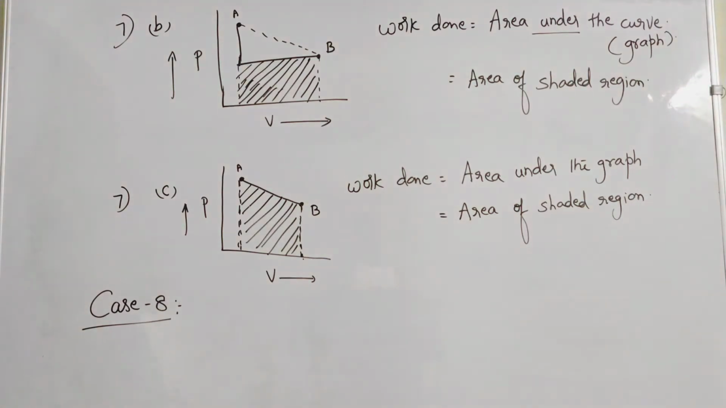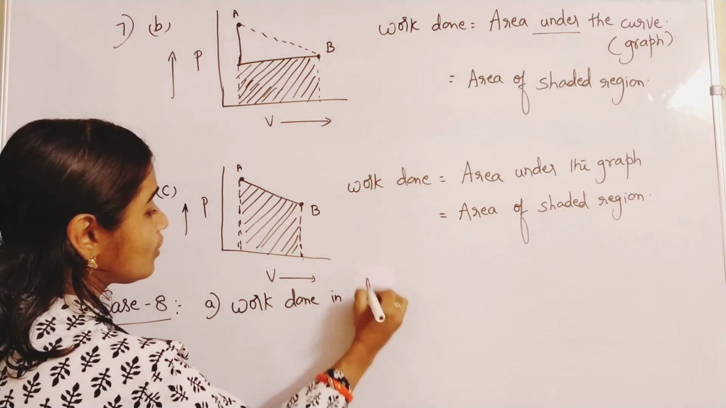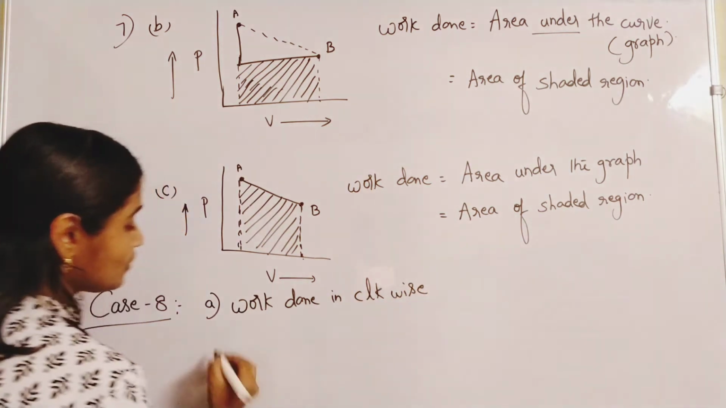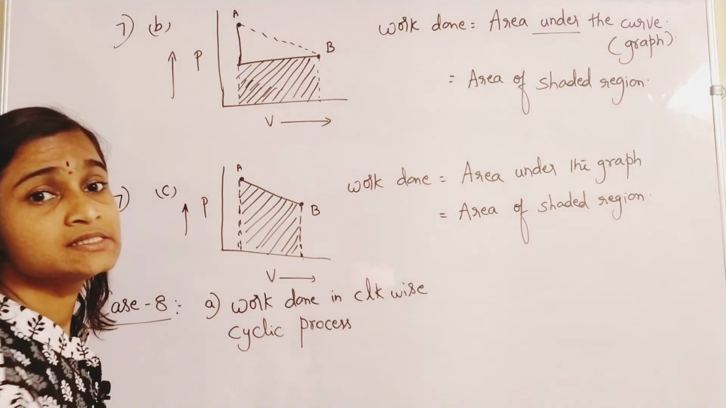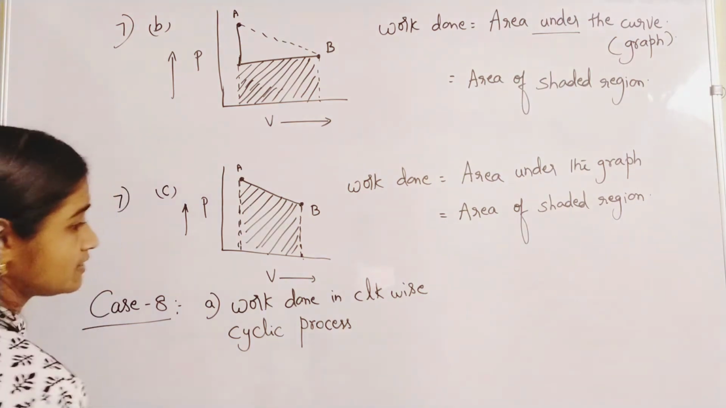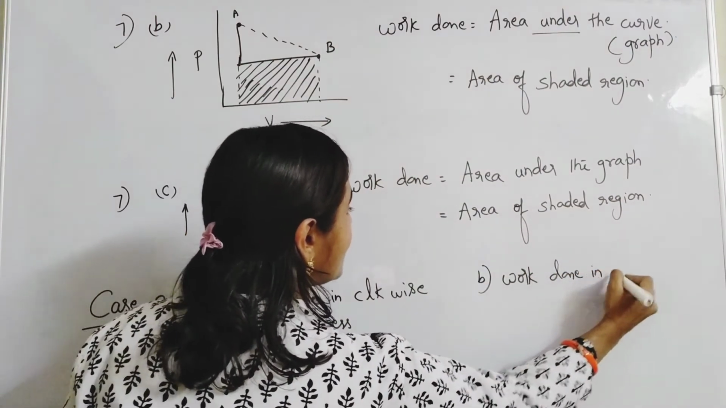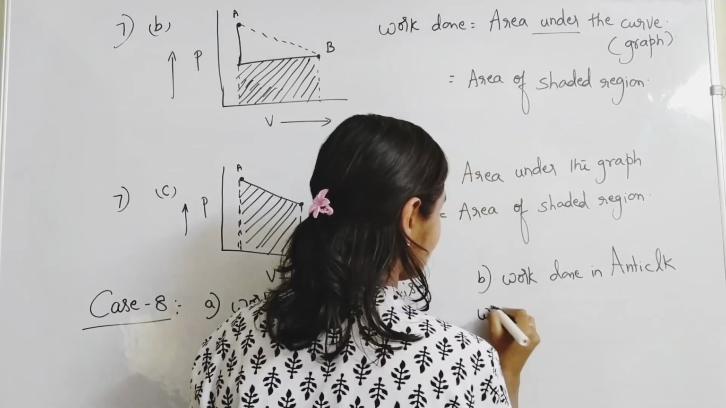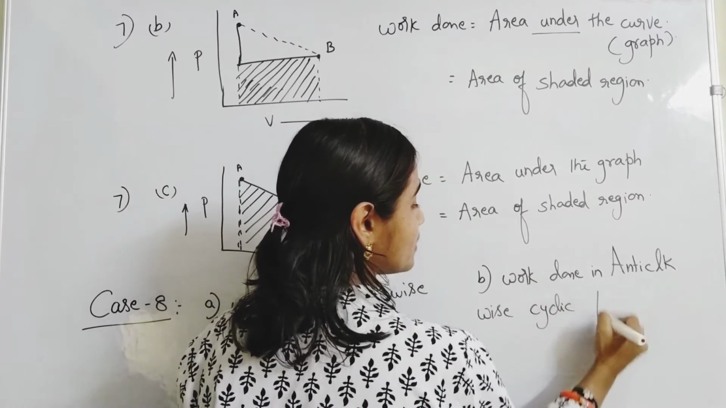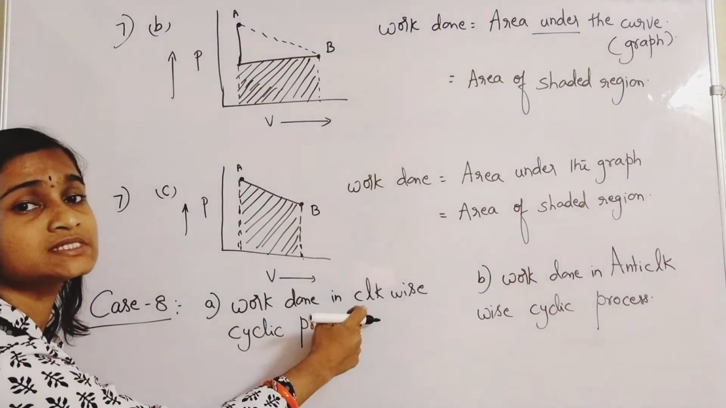In case 8, case A is work done in a clockwise cyclic process. Case B is work done in an anti-clockwise cyclic process.